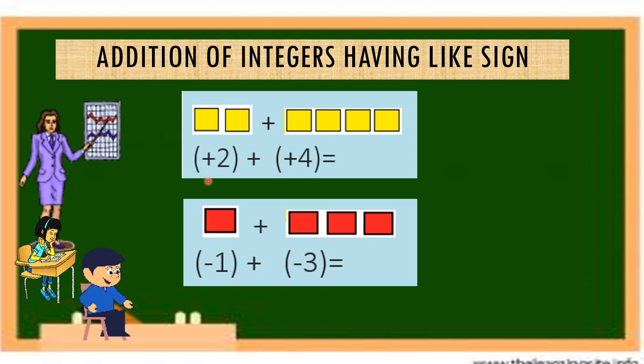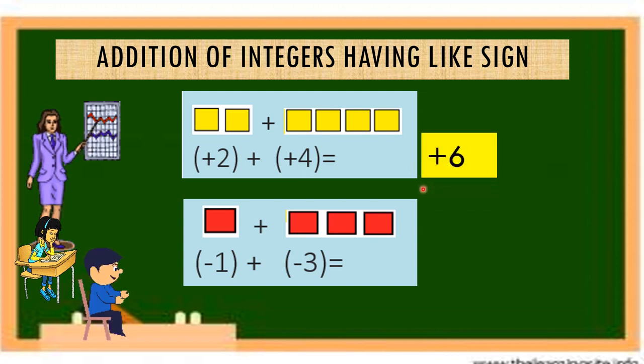We are in the next figure. We have positive 2 plus positive 4. What is the result? The result is positive 6. How about the next figure? We have negative 1 plus negative 3. What is the answer? The answer is negative 4.